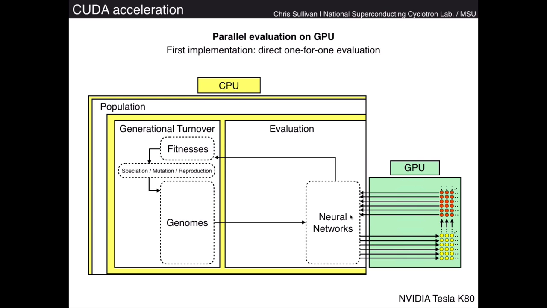So instead of evaluating them on the CPU in this case, we just pass them off to the GPU. Again, the size of this GPU box here is meant to imply that it actually does give us a speed up. So let's dig into that. In order to run these comparisons, I used the NVIDIA Tesla K80 GPU, which is housed at the High Performance Computing Center at Michigan State University.